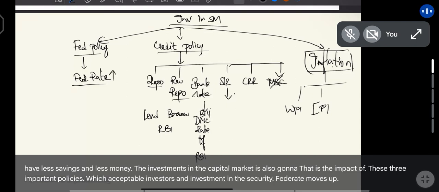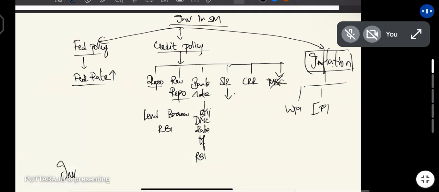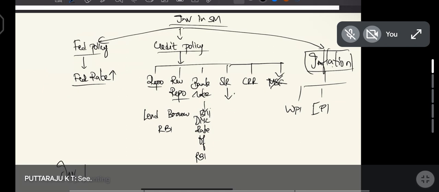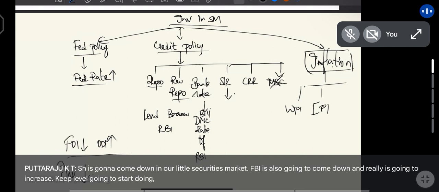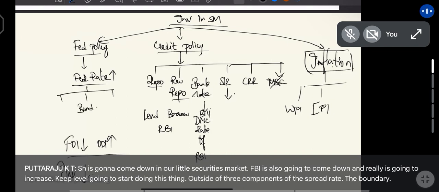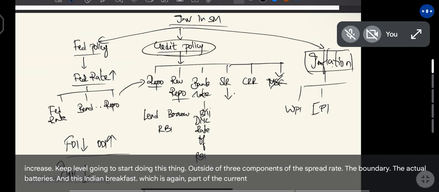Fed rate goes up, what's going to happen? Investments going to come down or go up? What do you feel? Investments is going to come down in our local securities market. FDI is also going to come down and ODI is going to increase. People are going to start investing outside. There are three components of this Fed rate: the bond rate, the actual Fed rate, and the Indian repo, which is again part of the current rate.